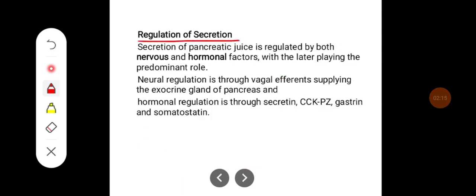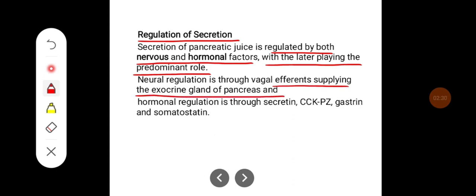Regulation of secretion. Secretion of pancreatic juice is regulated by both nervous and hormonal factors, with the latter playing the predominant role. Neural regulation is through vagal efferents supplying the exocrine gland of the pancreas, and hormonal regulation is through secretin, CCK-PZ, gastrin, and somatostatin.